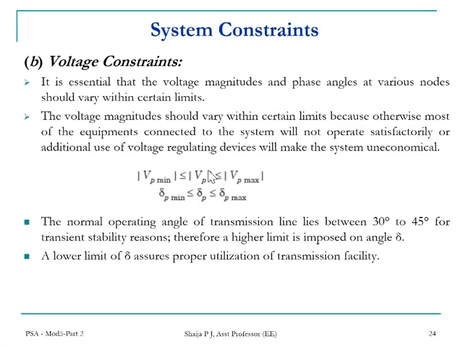So at a node p, the magnitude of Vp should be less than Vp max and greater than Vp minimum. Similarly, delta p should be greater than delta p minimum and less than delta p max. The normal operating angle of a transmission line lies between some 30 to 45 degrees for transient stability reasons. Therefore, the higher limit is imposed on the angle delta. The lower limit of delta assures proper utilization of the transmission facility.